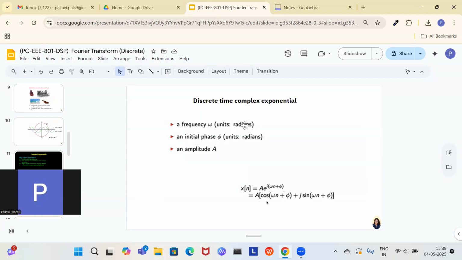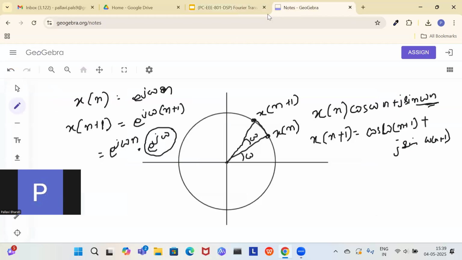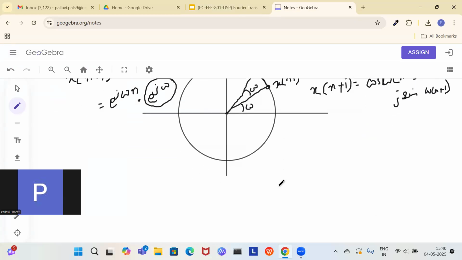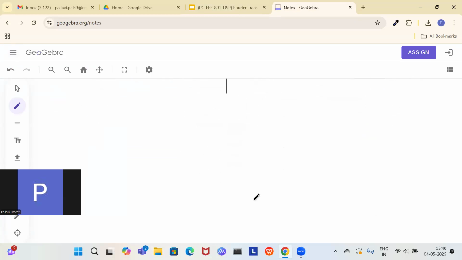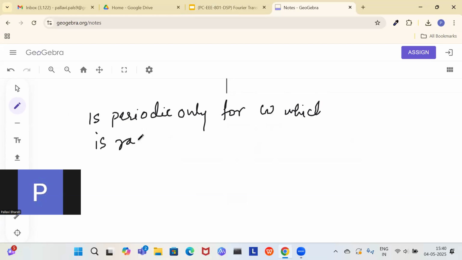Now, the major thing is that there is a difference between the continuous time complex exponential and the discrete time complex exponential. The discrete time complex exponential cannot be periodic for every omega, as in the case of the continuous time complex exponential. This is a very, very important point that you have to remember. The discrete time complex exponential is periodic only for omega which is an integral multiple or rational multiple of 2 pi. Otherwise, it will lead to a phenomenon called aliasing, which you will see right now.